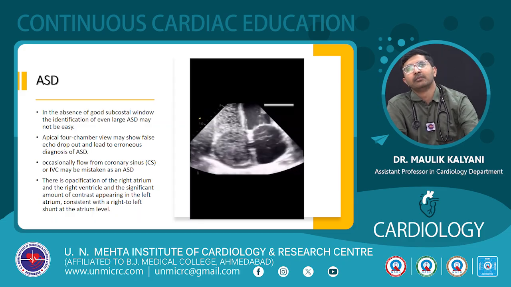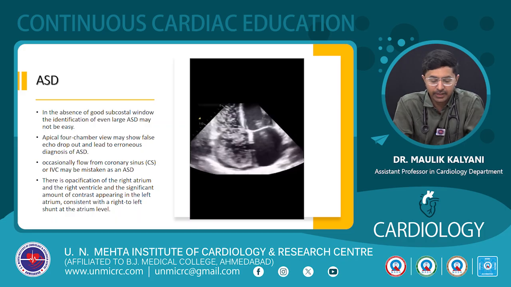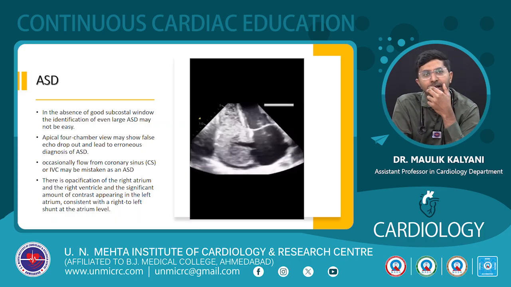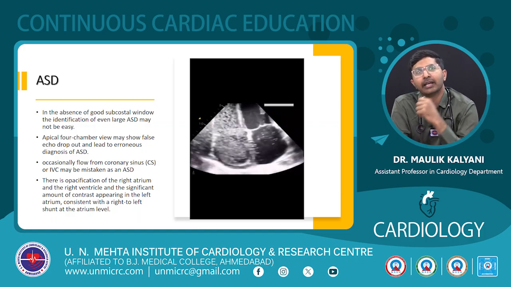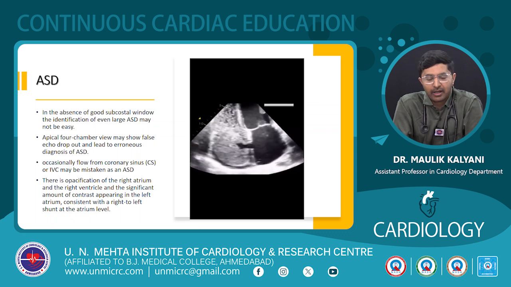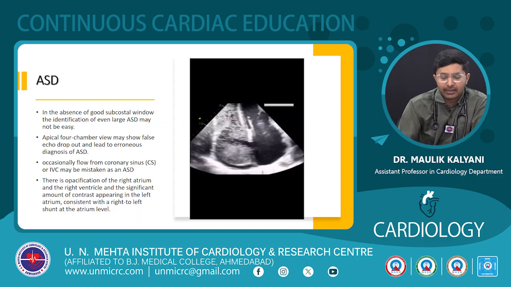Because the ultrasound beam is parallel to the interatrial septum in the 4-chamber view. So we require the beam to be perpendicular. That's why the diagnosis of ASD requires a good subcostal window. Without a good subcostal window, many times we either falsely diagnose the ASD because of dropout, or sometimes even miss a large ASD. Occasionally the coronary sinus or the IVC may also be mistaken as ASD if it is near the IS.